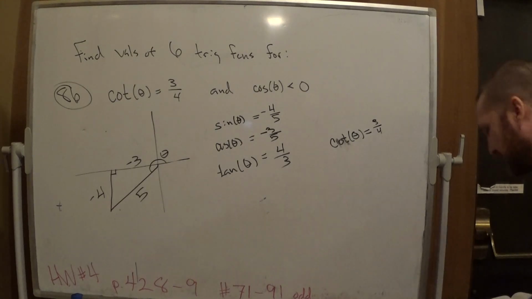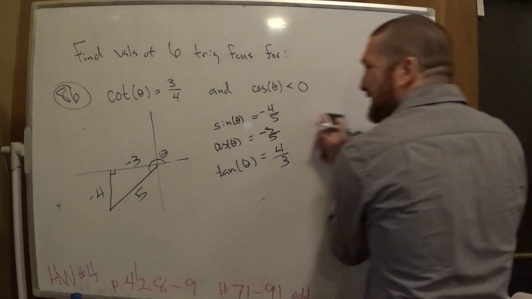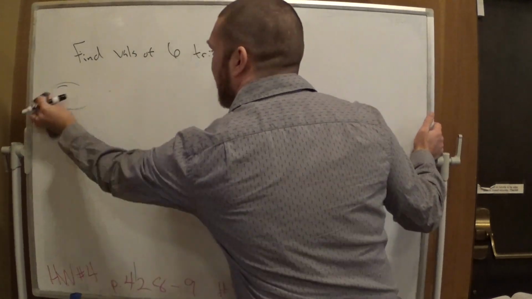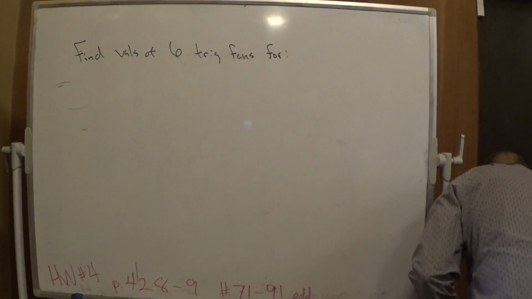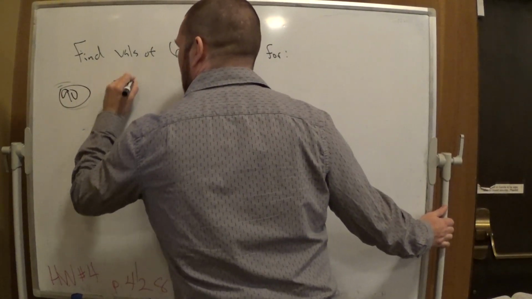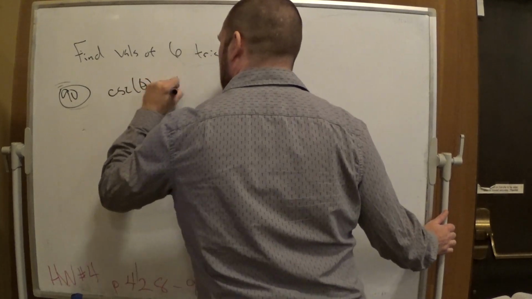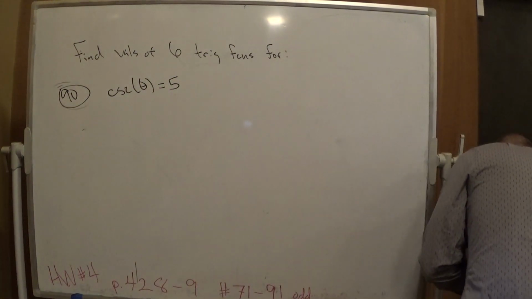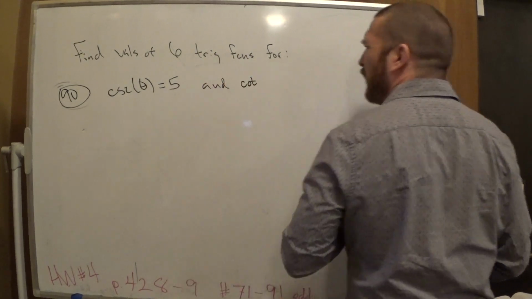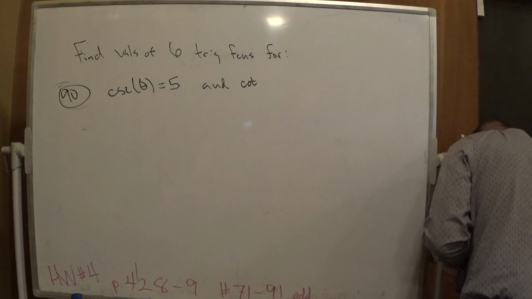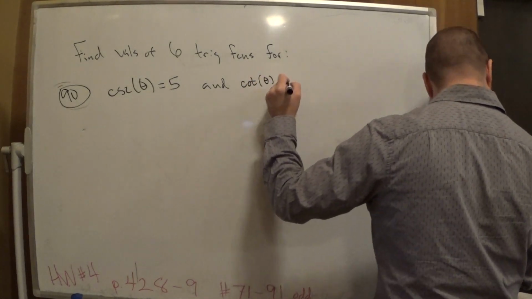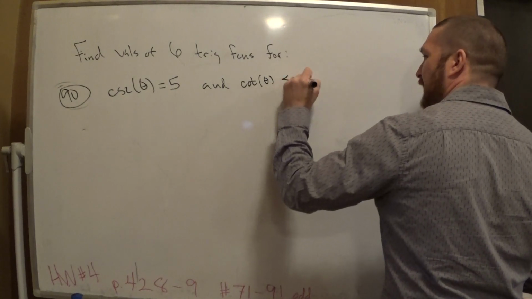Ooh, that's kind of brutal. All right, let's do the same thing. It's not bad at all. Cosecant theta equals 5. Whoa, wait. Oh yes, because that's possible. Okay, never mind. And cotan theta is negative.